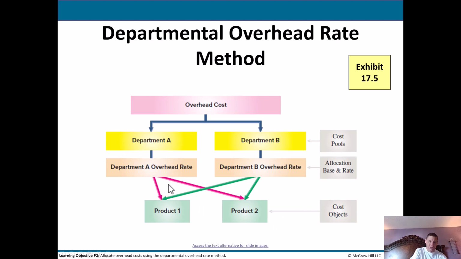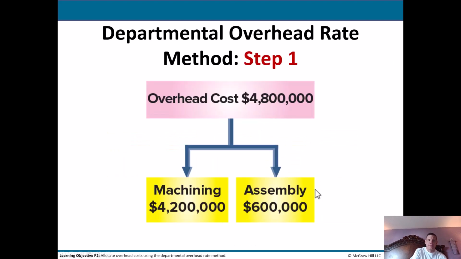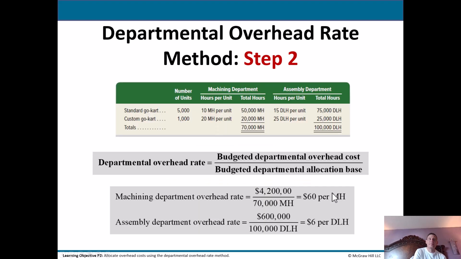So both product 1 and 2 are going to have overhead from Department A and also Department B. Here we see, just like before, the overhead cost for the whole factory was 4.8. What they've done here is they've broken it up into machining 4.2 and assembly 600. So straight away we can see machining is using pretty much all of the overhead, which makes sense because it's machining. Assembly, not so much. It's a whole lot lower, 600,000 versus 4.2.